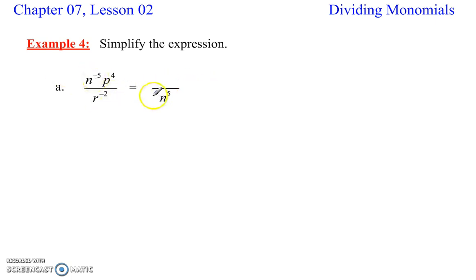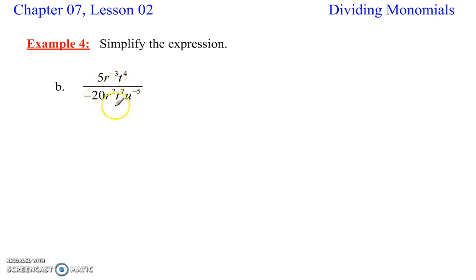So I'm going to move the n to the negative fifth down, make it n to the positive fifth. P to the fourth stays on top, it's positive, and then r to the negative second gets moved up top, r to the second. There we go. Now I've simplified it, no more negative exponents.